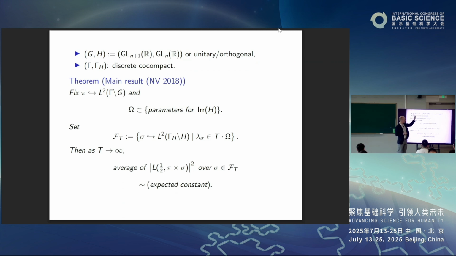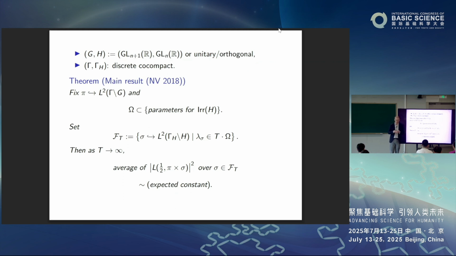We take G and H to be one of these strong Gelfand pairs, so something like GL_{n+1} and GL_n. And we take some discrete co-compact subgroups that I'm calling Γ and Γ_H inside these groups. We'll fix a representation occurring in L² of the bigger quotient. And we'll also fix some kind of collection of parameters for the smaller quotient. Think of this as some nice compact ball in parameter space. Then we'll rescale that collection of parameters, and look at all of the representations occurring in the smaller quotient whose parameter lies in the rescaled ball.